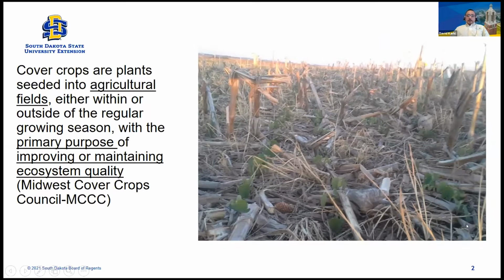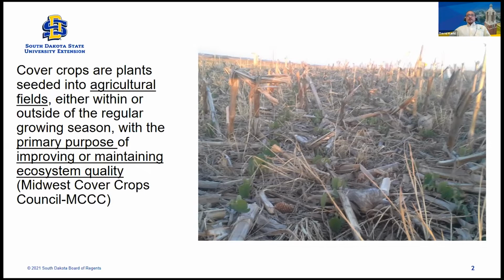Here is a definition of cover crops I stole from the Midwest Cover Crop Council. I decided to go to them because they're an alliance of 12 states in the Midwest, with a lot of public land grant universities, who have teamed together and formed a council, and have decided to define cover crops as plants seeded into agricultural fields, either within, outside, or a regular growing season, with the primary purpose of improving. Some of these underlined words, I underlined myself because I thought those are the important words in the definition.